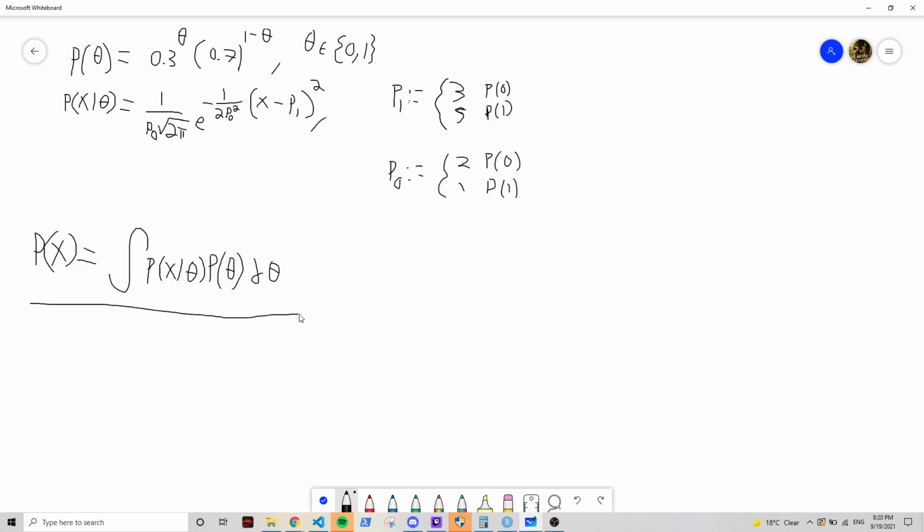In general, this is typically how you will see marginal probability. However, note that theta is discrete, not continuous. And so instead of integrating, which would probably be a bit of a nightmare, this will actually be a summation. We will be summing over the values of theta, which are 0 and 1. And we will be summing p of x given theta times p of theta.